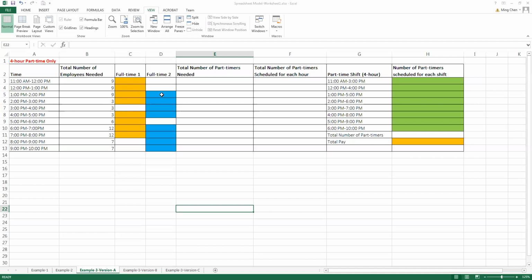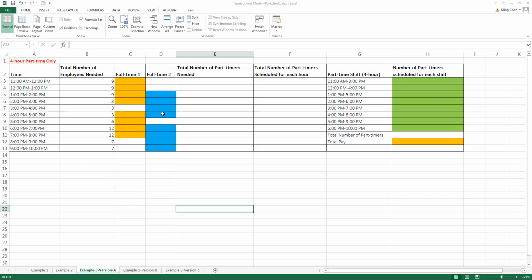And the column C and D shows the working schedule for 2 full-time employees. For this restaurant, they have 2 people work full-time, and the rest are covered by part-time employees. So column C shows the working schedule for the first full-time employee. So this person worked from 11 to 3 p.m. Then take a break, the 1 hour break from 3 to 4. Then work from 4 to 8.